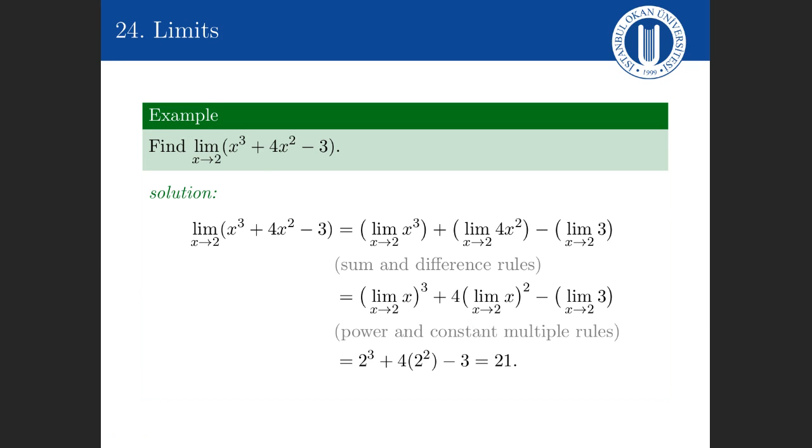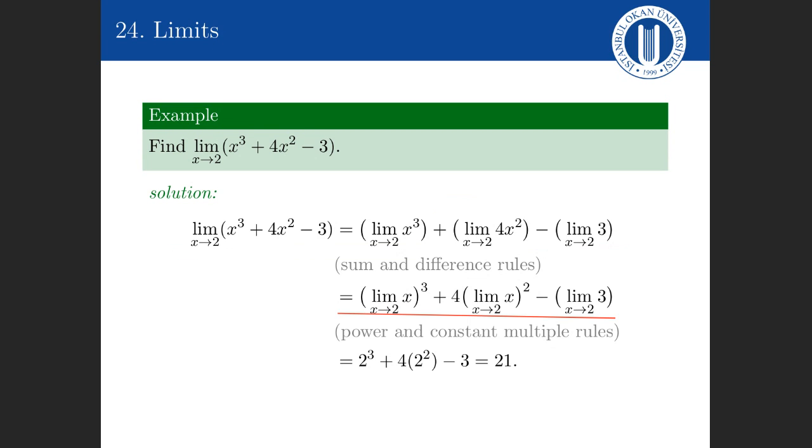Next example. Find the limit as x tends to 2 of x cubed plus 4x squared minus 3. First, I can use the sum and difference rules to split this up into 3 easier limits. The limit of x cubed plus the limit of 4x squared minus the limit of 3. This number 4 is a constant. Using the constant multiple rule, we can take the 4 outside of the limit.